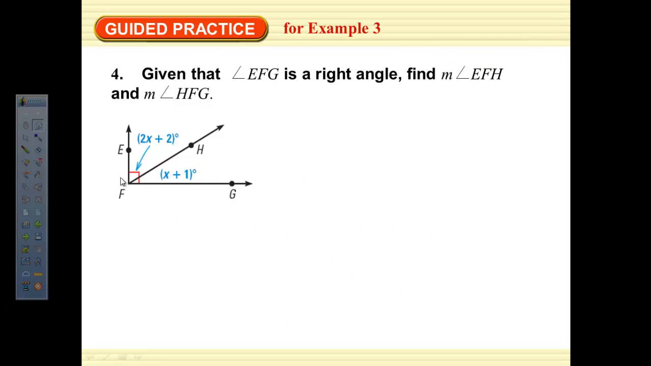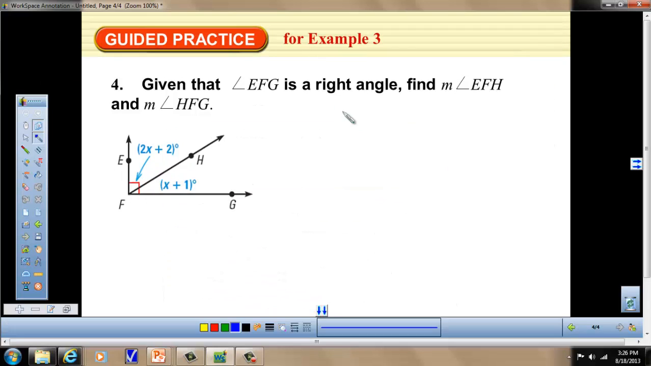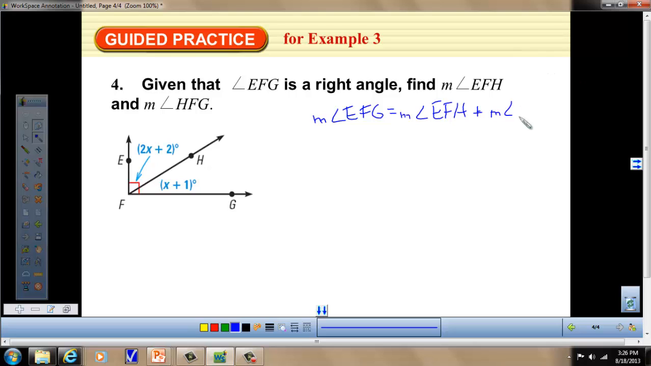We're going to do this one more time. This time we have a right angle. So this time we know that the measure of angle EFG using the angle addition postulate is equal to the measure of angle EFH plus the measure of angle HFG. We know a right angle is 90 degrees, so we write 90 in for that. EFH is represented by 2x plus 2. And HFG is represented by x plus 1.